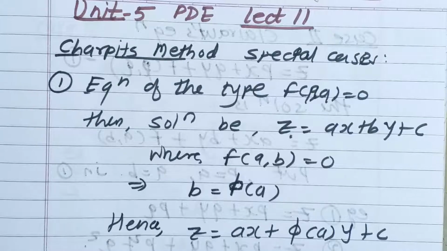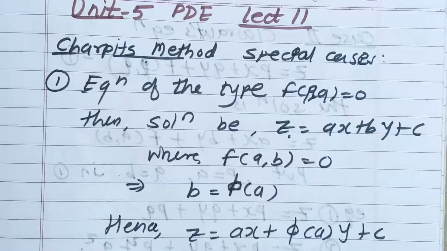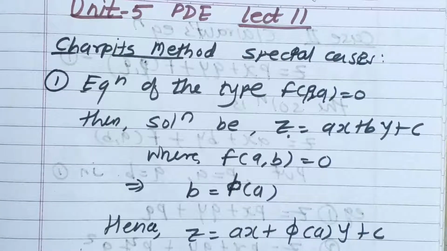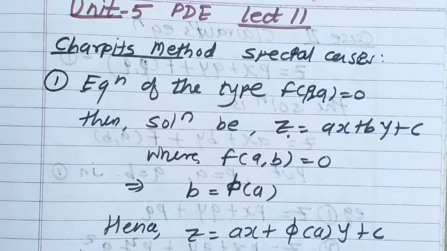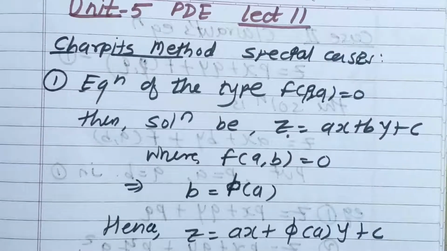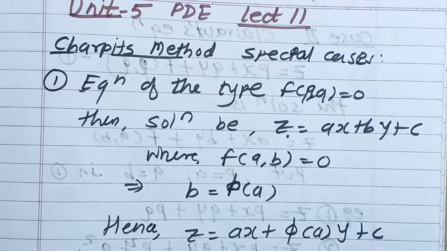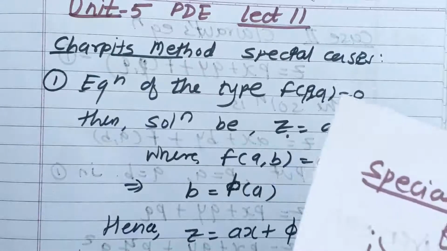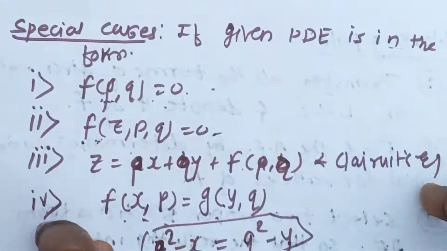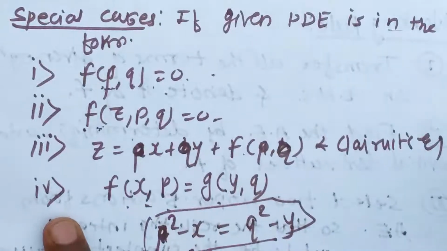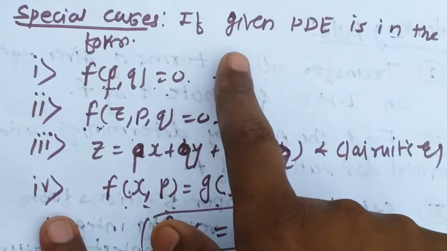In this lecture, we are going to discuss the remaining cases in Charpit method. Charpit method is the general method to obtain the solution of a nonlinear partial differential equation of order 1. But sometimes the given nonlinear differential equation of order 1 will be in one of these four forms. These special cases we also discussed during the first lecture of Charpit method.